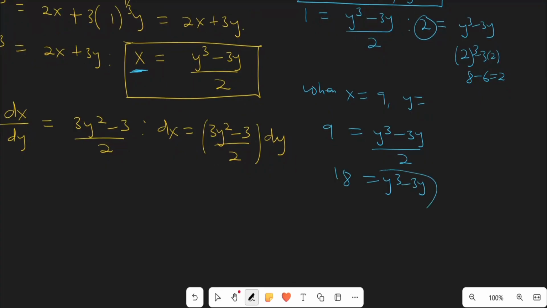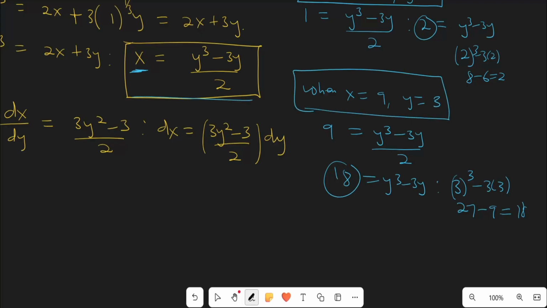What will be the value of y here on the right hand side, that will be equal to 18 on the left hand side? Well, when y is equal to 3, that is 3 raised to the power 3 minus 3 times 3. That is going to be 27 minus 9, and that is equal to 18. So that satisfies the value on the left hand side. So when x is equal to 9, y is going to be equal to 3 from this equation.